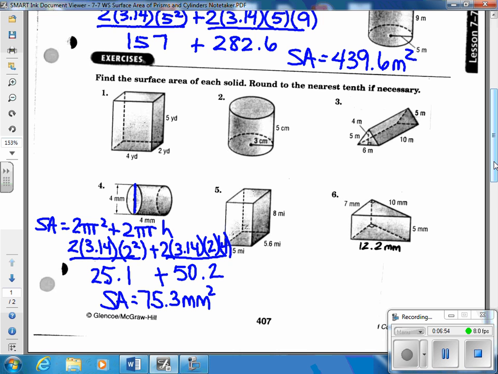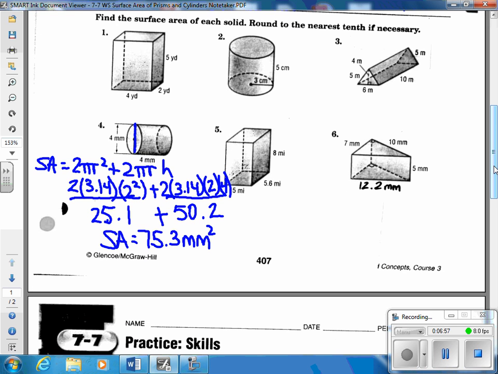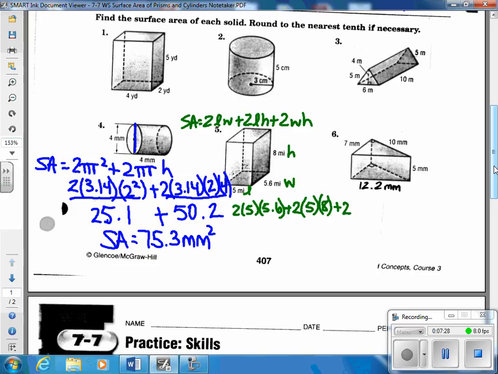All right, for number 5, you have the rectangular prism, which does have the longer formula to it, but it's not going to make anything any worse. If we use 2LW plus 2LH plus 2WH, that's what the formula says. We need to label the L, the W, and the H first. The length goes left to right, so that's your 5 on the bottom. Width is 5.6, which is on the side. Height is 8. So when you plug in your numbers, you're going to have 2 times 5 times 5.6 plus 2 times 5 times 8 plus 2 times 5.6 times 8.